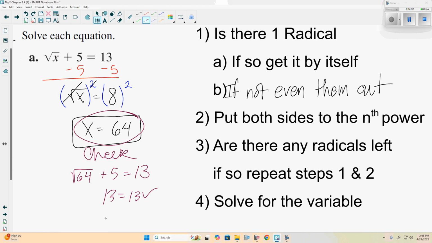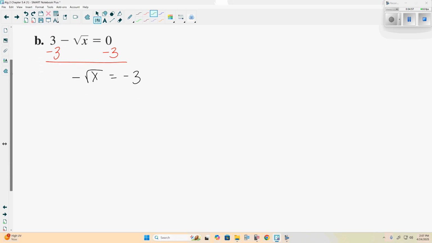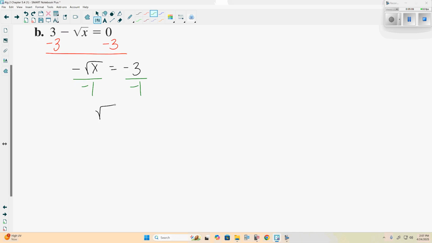Questions on this here? 3 minus the square root of x equals 0. Is there one radical? So we need to get it by itself, telling us negative square root of x equals negative 3. Is the radical by itself? No, we've got that negative. We can divide by negative 1, or we can multiply by negative 1. Either way, we get that the square root of x is equal to 3.